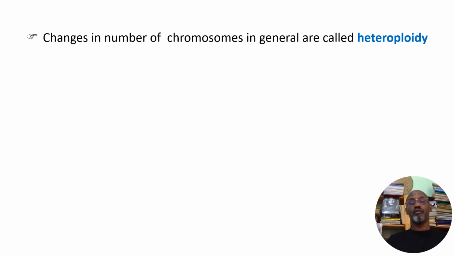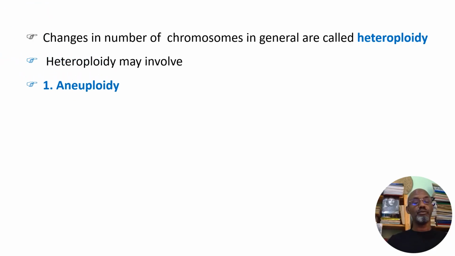Now, changes in number of chromosomes in general are called heteroploidy. There are different types of changes, of course. Heteroploidy may involve aneuploidy and also euploidy. They're difficult to pronounce, this aneuploidy or euploidy.